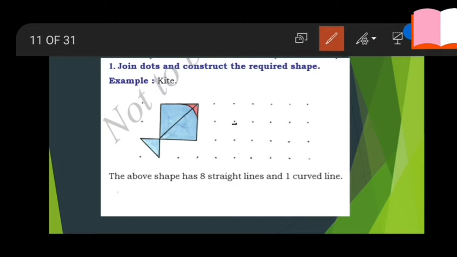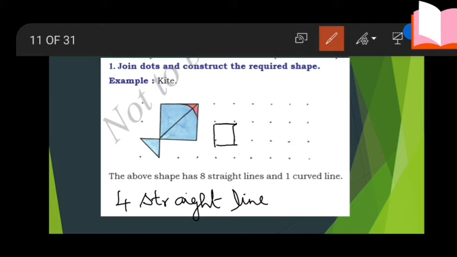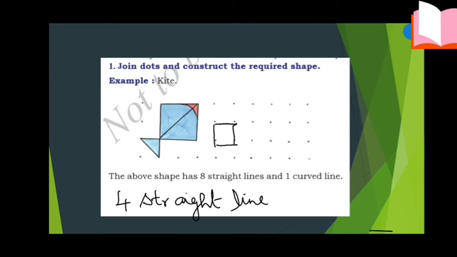Now let's join the dots so that it makes a square. I have joined totally 4 dots which made the shape of a square. So how many straight lines are here? There are 4 straight lines which I have used to draw the square. You can also draw any other shapes as you wish.